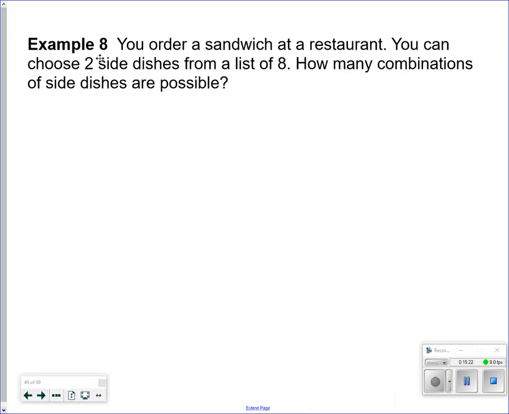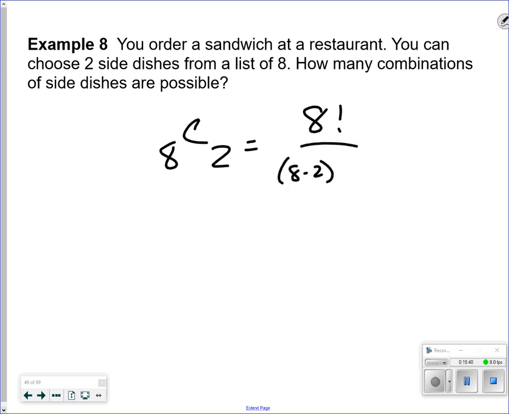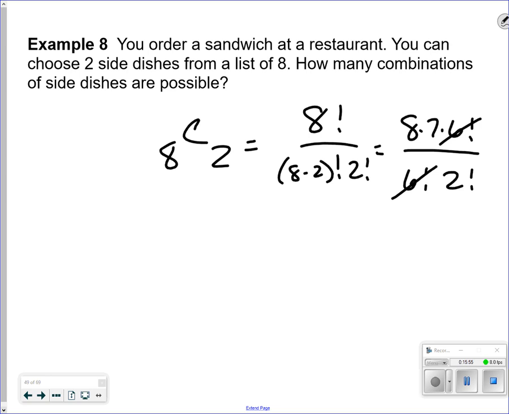You're ordering a sandwich at a restaurant. You can choose 2 side dishes from a list of 8. How many combinations do you have? So 8 to choose from. Anytime you're using the words choose from, like you're going to pick and the order doesn't make any difference, I'm going to do this by hand. 8 factorial over 8 minus 2 factorial and 2 factorial. So 8 factorial on top, 8 times 7 times 6 factorial. Notice that I just stop there because those two will cancel. 2 factorial is just 2, and so the answer to this is 28 different combinations of 8 dishes, you choosing 2.